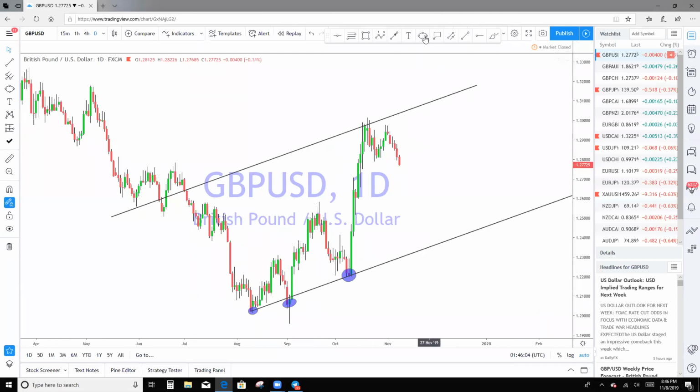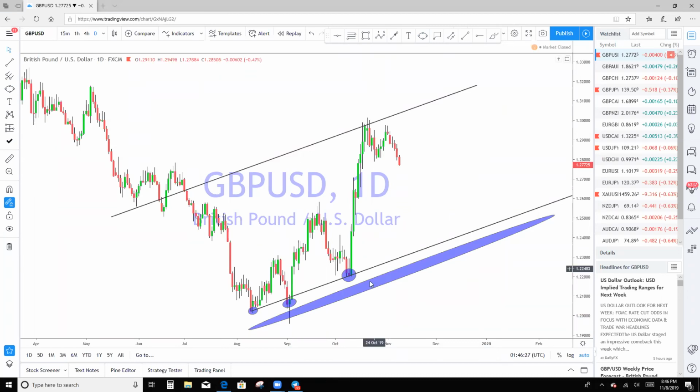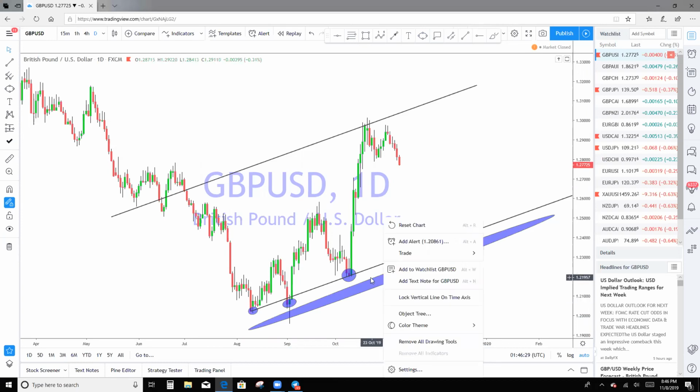Every time price hit this lower area down here, what did it do? Were we buying or were we selling? Every time it hit this line down here, we were buying, right? It reversed right off of it. You guys can clearly see that.